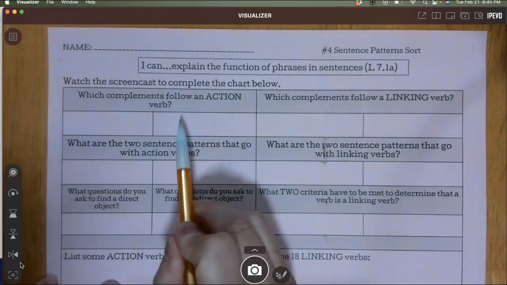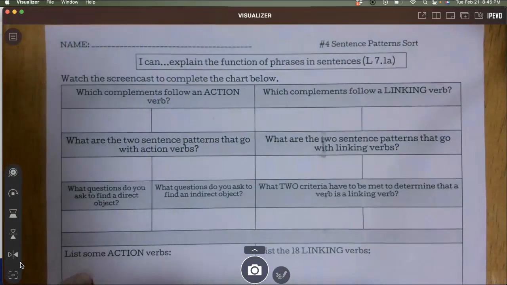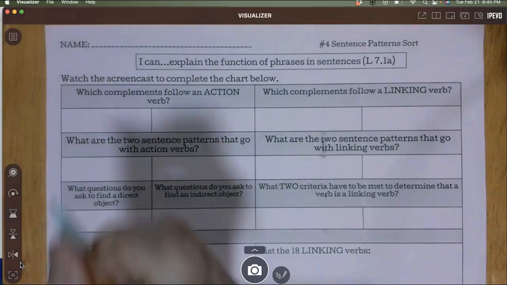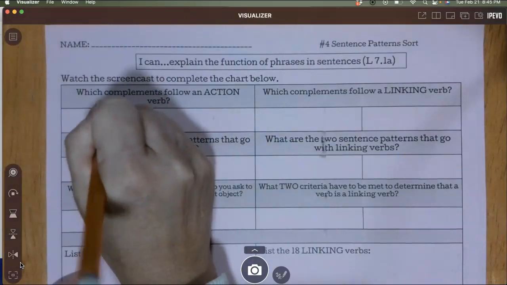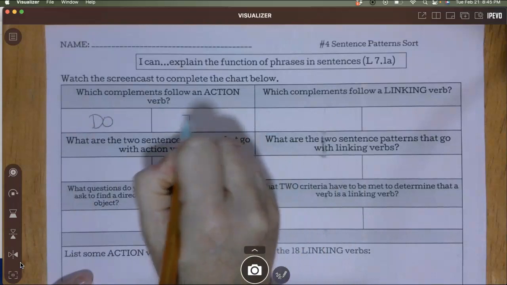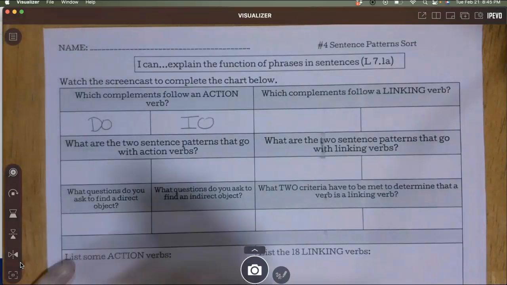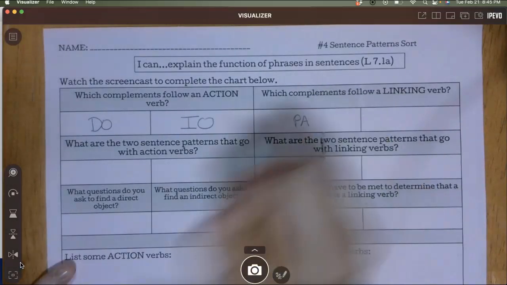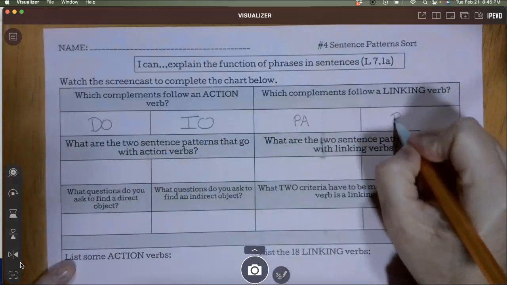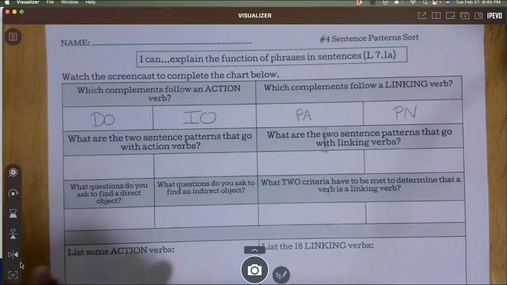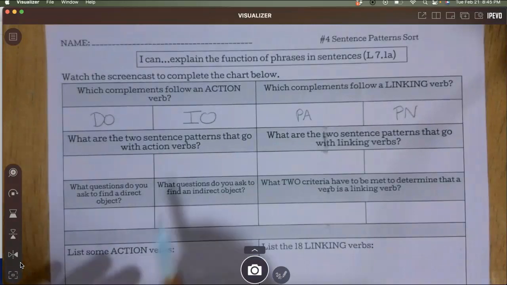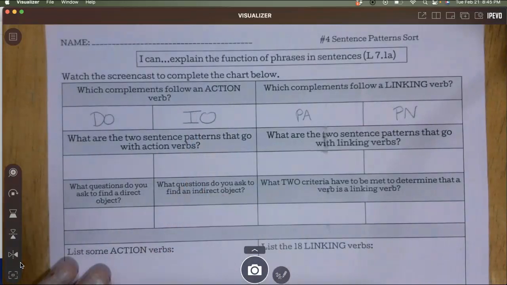So we've talked about two complements that follow action verbs, and those are direct object and indirect objects. And I'm going to use the abbreviations because that's what I want you to get familiar with, but make sure that you don't just tell me D-O and I-O. You have to know what the letters stand for. And then the complements that go with a linking verb are PA for predicate adjective and predicate noun. And what you're going to be doing is sorting sentences according to the sentence patterns that go with their complements.